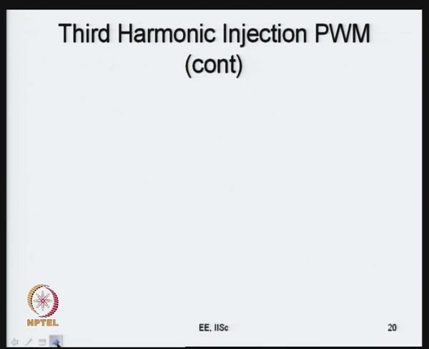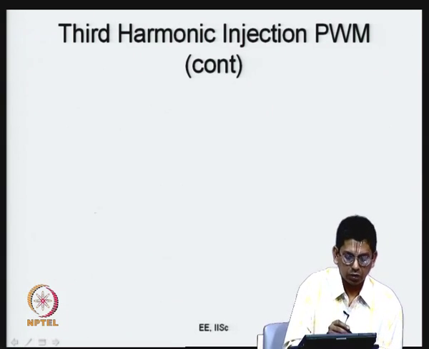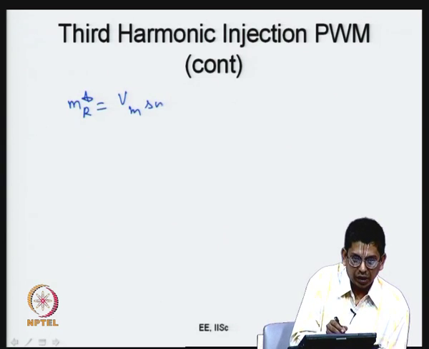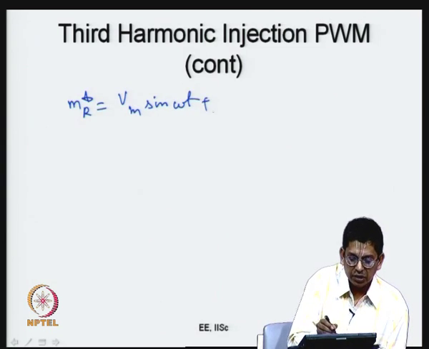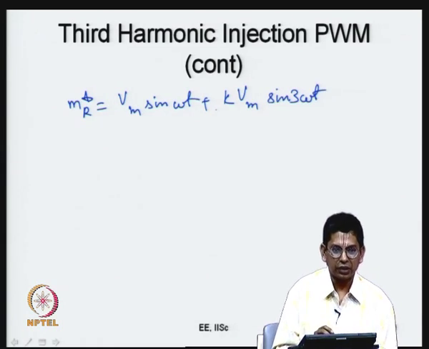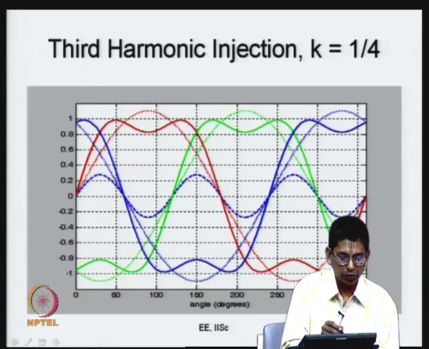So, regarding third harmonic injection, the point that I would like to make here is, now you have your mr star equal to Vm sin omega t plus k times Vm sin 3 omega t. So, what this k can be is another issue now. As I told you, the waveform peak occurs at different places. So, now you see this is how the peak occurs here.